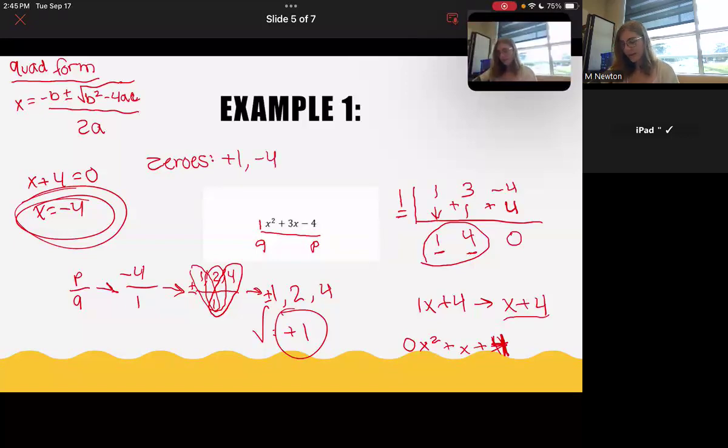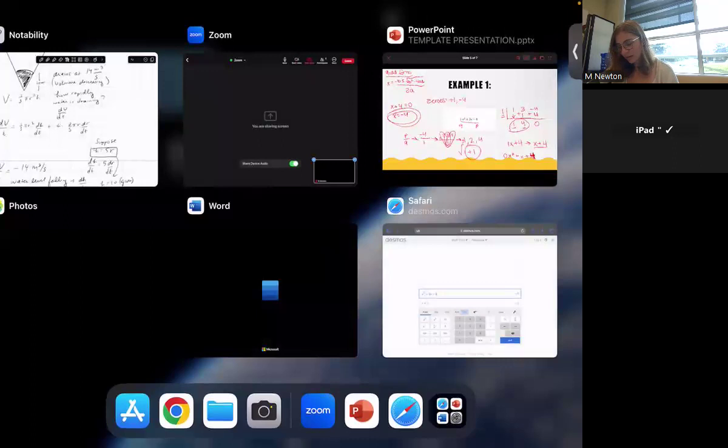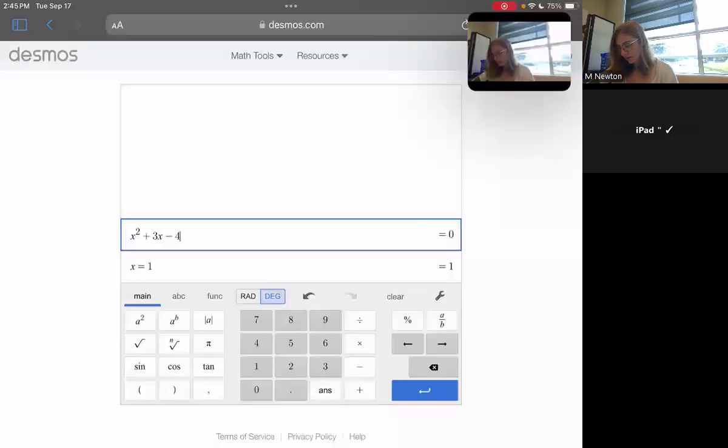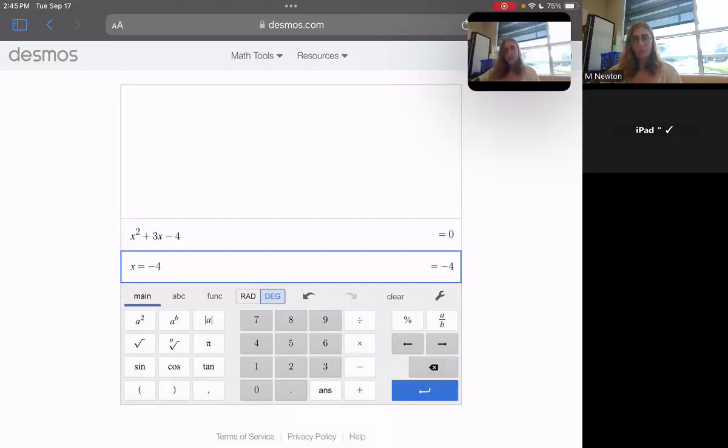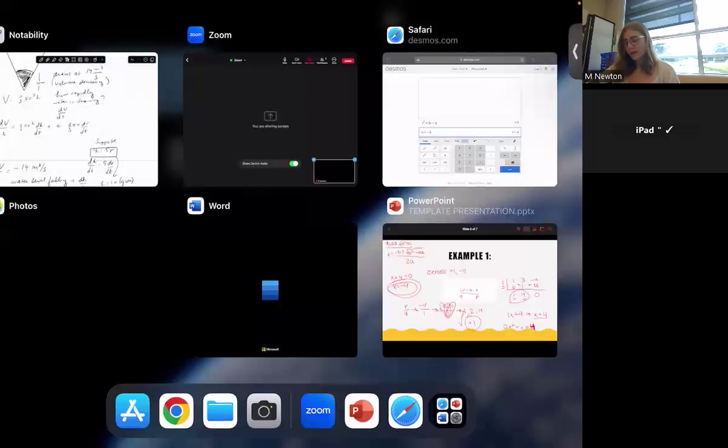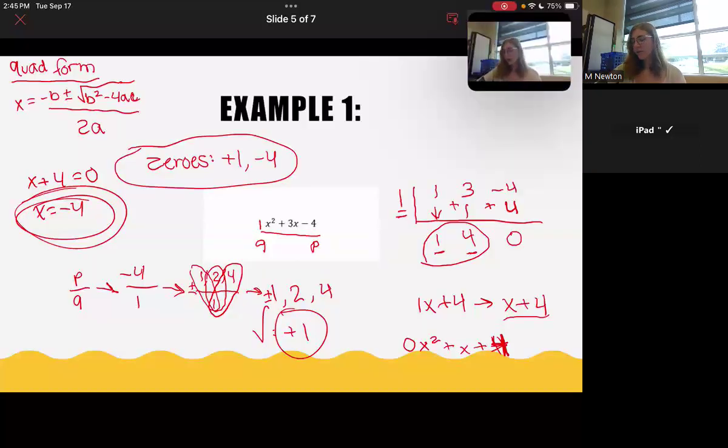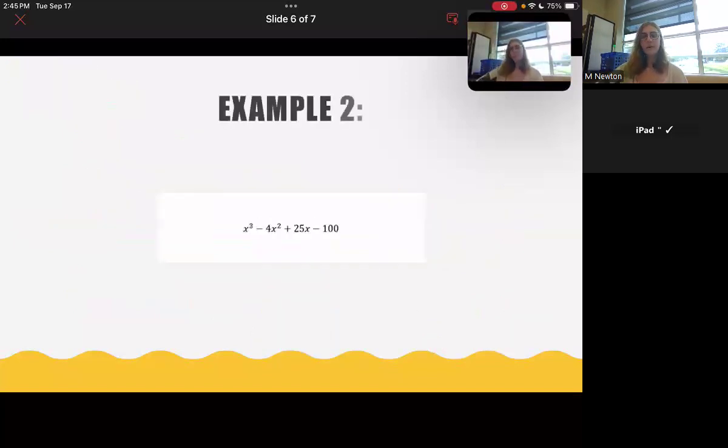And if I put that back into the equation like I did with the 1, if I put in -4, as you can see, it works. So that's our final answer. And we have 2 zeros, which correspond to the highest degree of 2. So that is our first example.